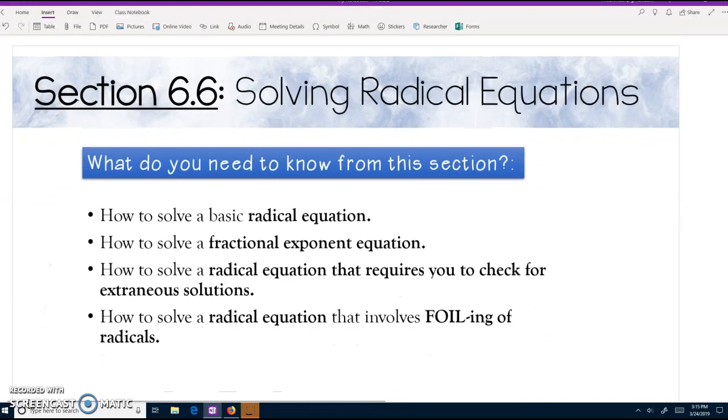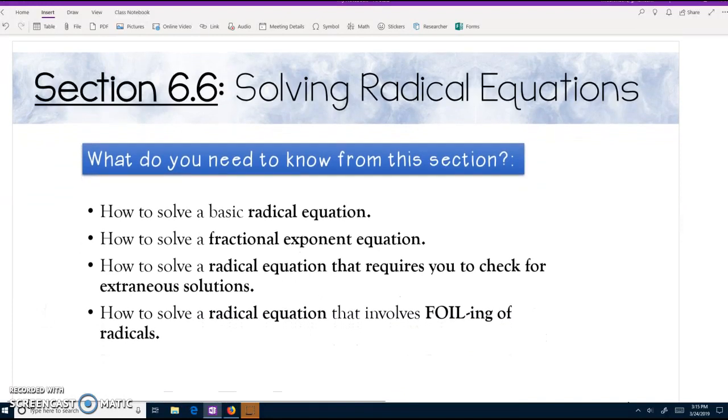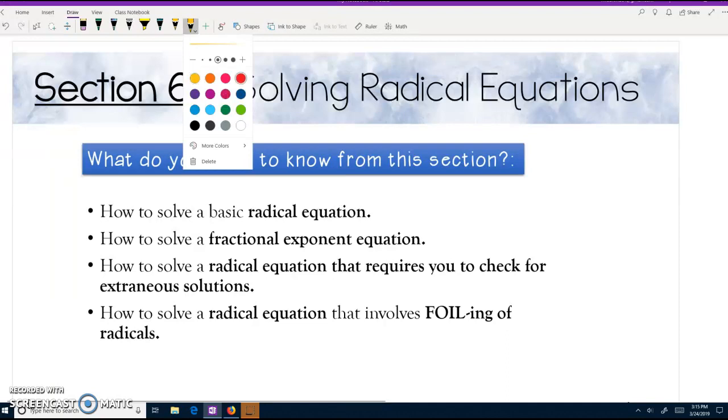I'm going to get started with section 6.6, which is all about solving radical equations. And there are 4 different things you need to know from this section. The first thing that you need to know is how to solve a basic radical equation. That's one where you just have a single expression or a binomial inside of a radical, and you have to undo it with the corresponding exponent. You also want to be able to solve fractional exponent equations. Those are going to be ones where you're flipping the exponent fraction to undo it.